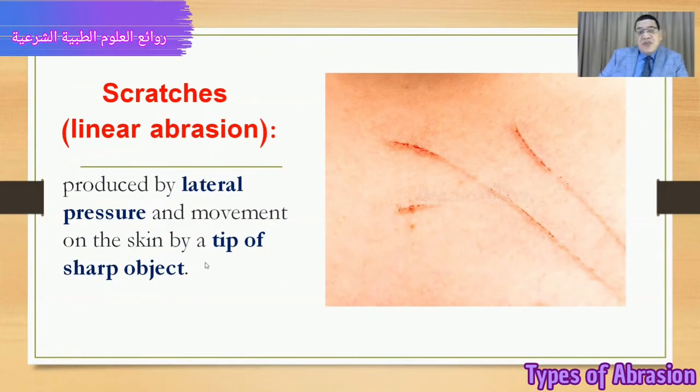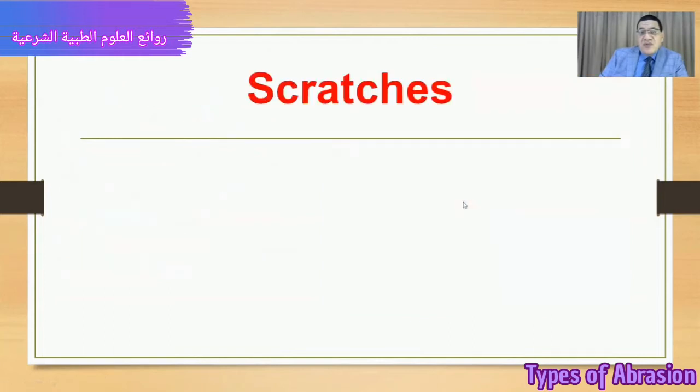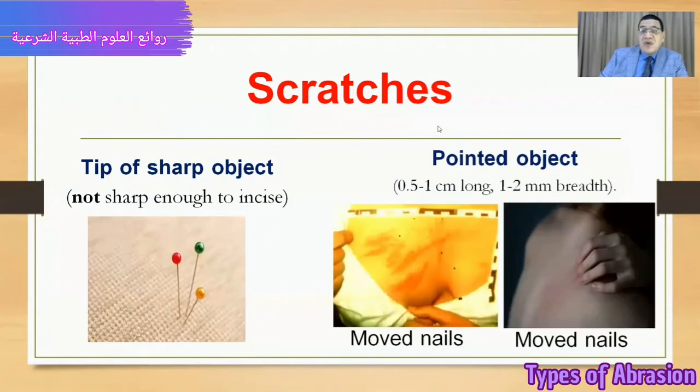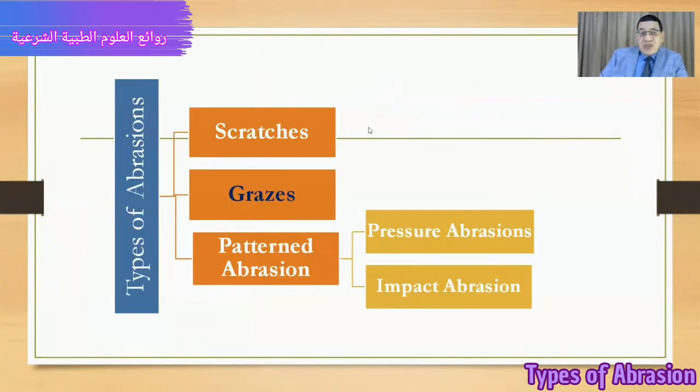Scratch abrasion is produced by lateral pressure and movement on the skin by the tip of a sharp object, which may be the tip of a pen, as it is not sharp enough to incise, or it may be the moved fingernails on the skin, which can also produce scratches.